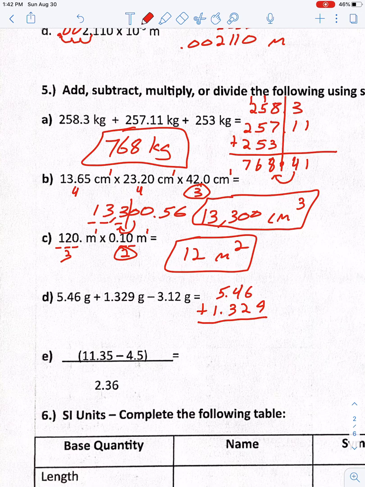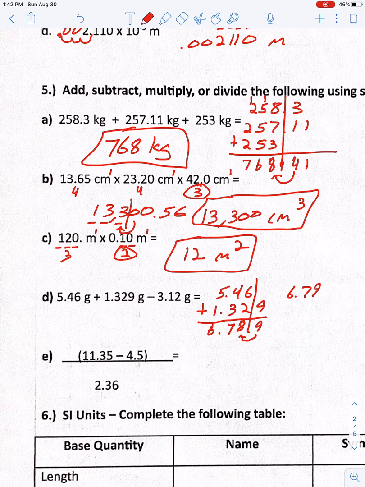Okay, so I'm going to do my adding first. I'm only as good as my weakest link, so I'm going to start there. So this 9 comes down. 6 plus 2 is 8. 4 plus 3 is 7. 5 plus 1 is 6. Okay, this 9 tells me this 8 is going to round up, so I have 6.79.